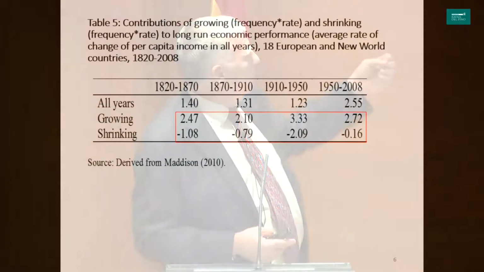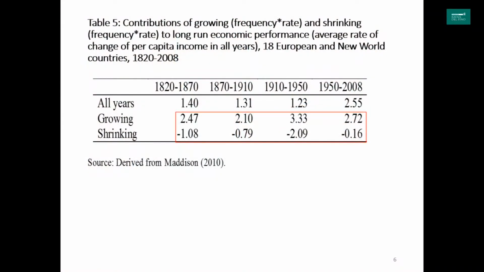So these were countries that had started to grow sometime in the 19th century. They were growing on average about 1.4, 1.3% per year. But the next two rows give you the contribution of growing and shrinking. Again, the contribution of growing is the growing rate times the growing frequency. The contribution of shrinking is the shrinking rate times the shrinking frequency.